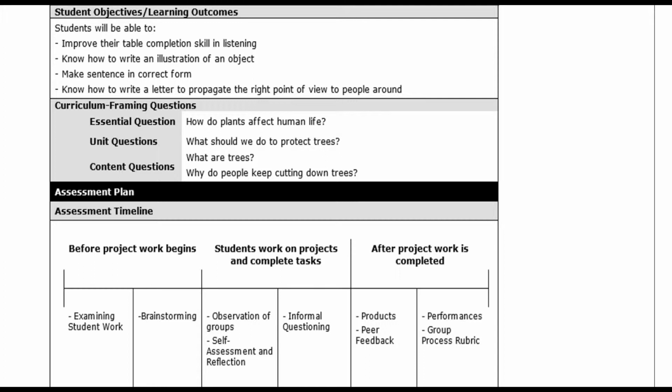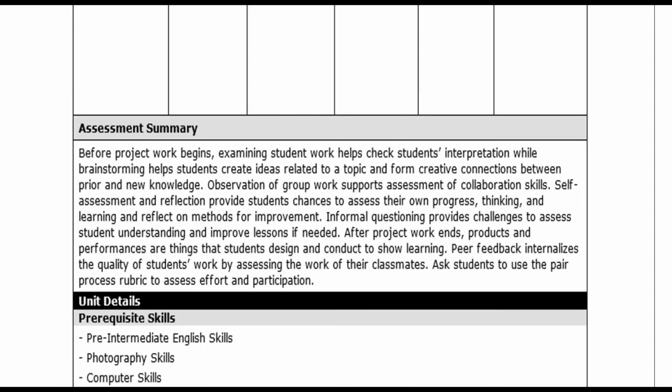About curriculum framing questions, the essential question is: how do plants affect human life? And the unit question is: what should we do to protect trees? And here is the assessment timeline. Before project work begins, examining student work helps check students' interpretation, while brainstorming helps students create ideas related to a topic and form creative connections between prior and new knowledge.